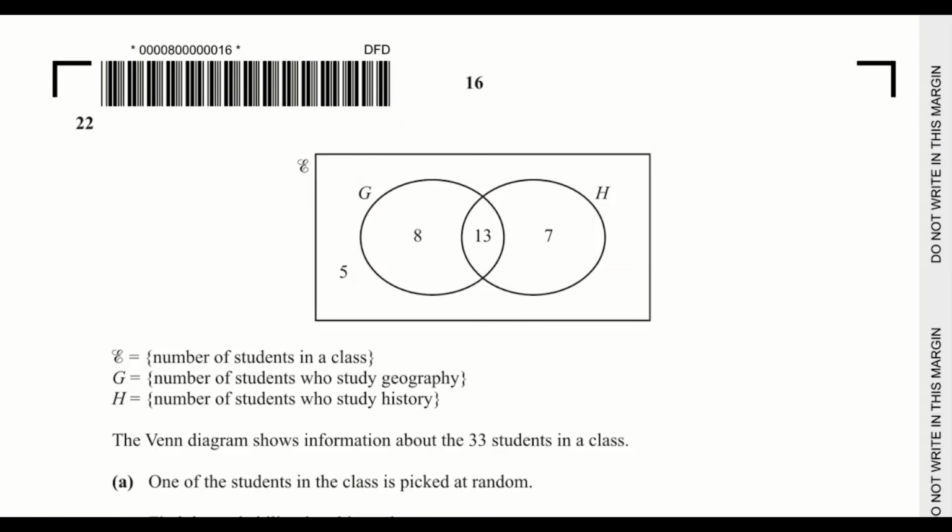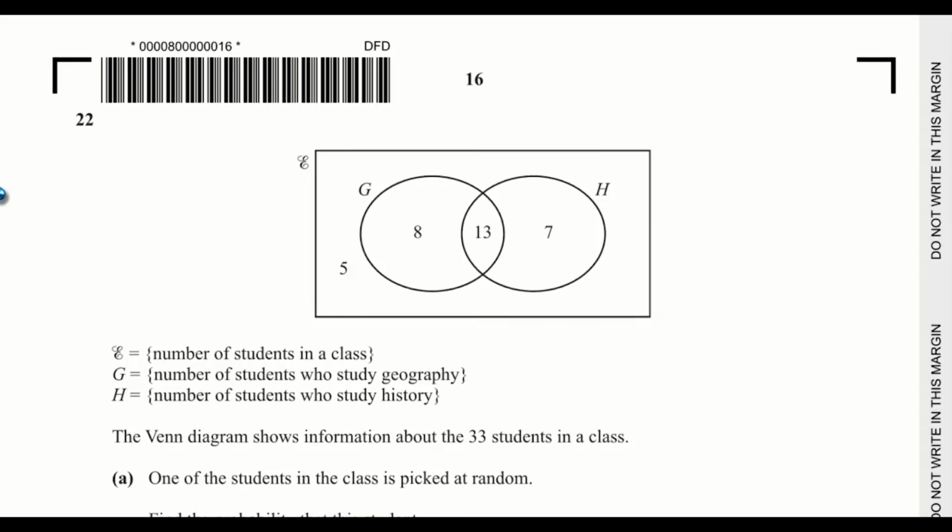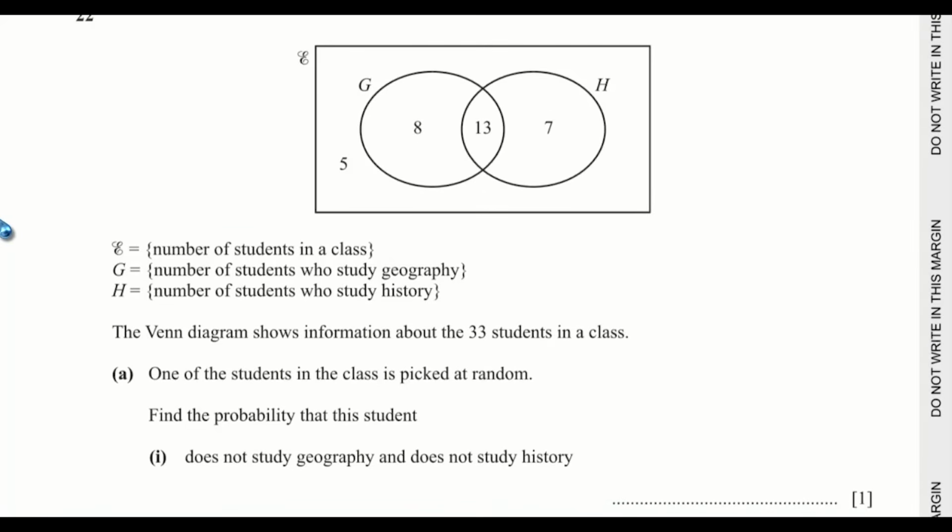So that will be question 22. This is our Venn diagram. We have the universal set, we have set G, we have set H. The Venn diagram shows the information about 33 students in a class. One of the students in the class is picked at random. Find the probability that this student does not study geography and does not study history.